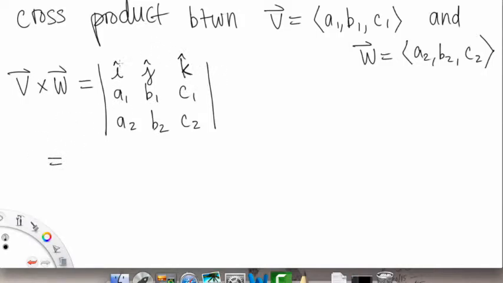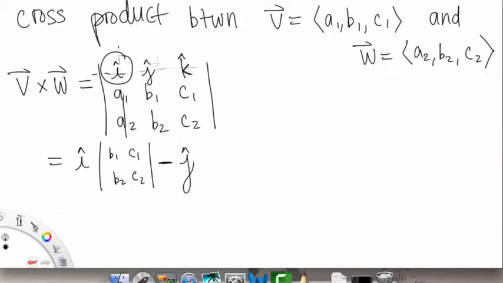Okay, so we're going to start at the top left, and we're going to write down whatever we see there. So that's our i hat, and then we're going to dash out anything vertically in line with it or horizontally in line with it. So we're left with this 2 by 2 minor determinant, so that's b sub 1, c sub 1, b sub 2, c sub 2. Okay, and then we have to have this alternating sign, right?